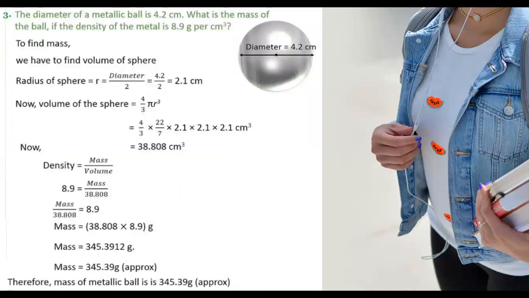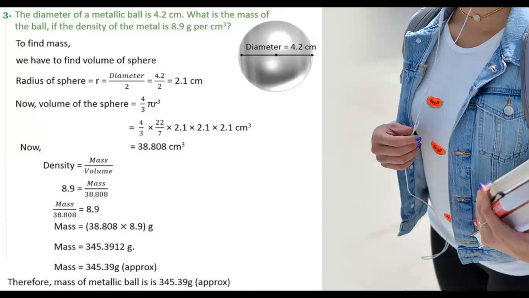So we are given a metallic ball whose diameter is 4.2 centimeters and need to find the mass. Given the density of the metal as 8.9 grams per centimeter cube. We know that density is mass by volume, so to find the mass, we must know the volume. Volume of sphere is 4 by 3 pi r cube. Here radius is diameter by 2, that is 4.2 by 2, which is 2.1 centimeters.